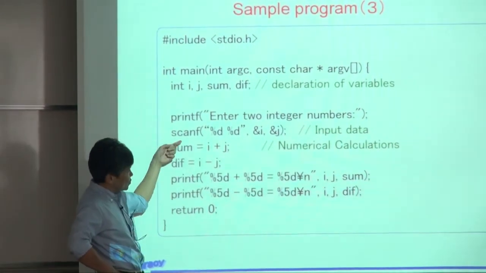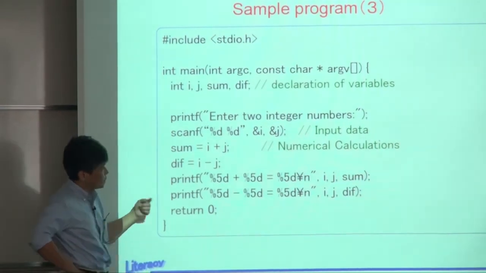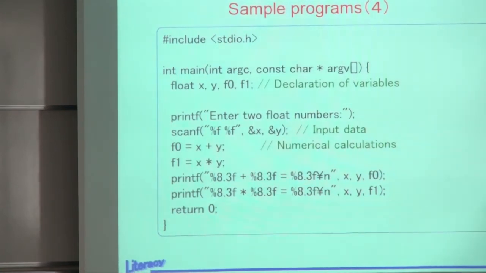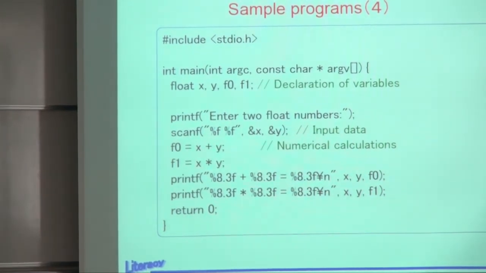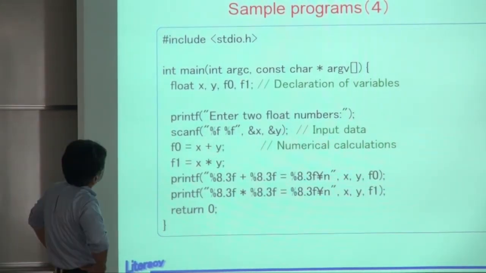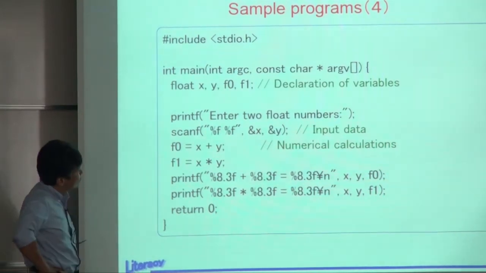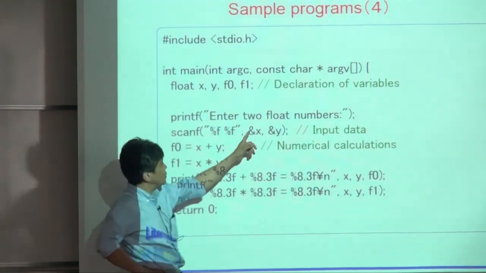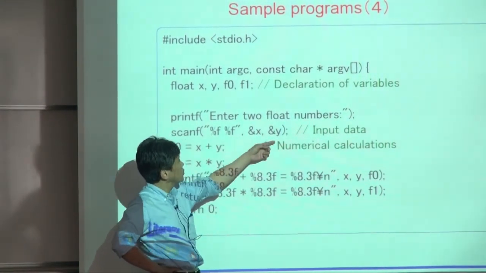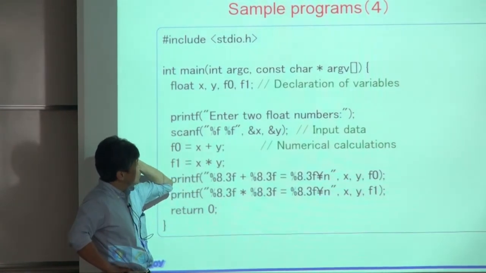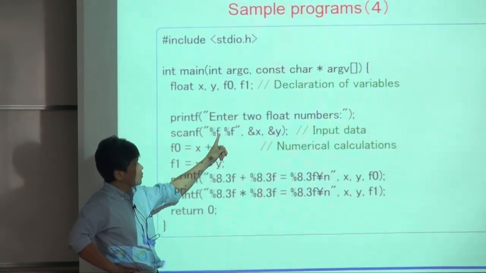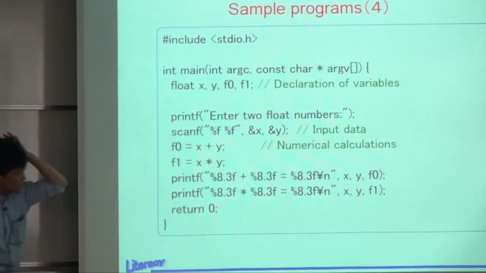And addition and subtraction. And the fourth program is also for the scanf function. In this case, the x variable and the y variable are treated as floating point numbers. And so you have to specify the f character as code string for these variables. Okay.